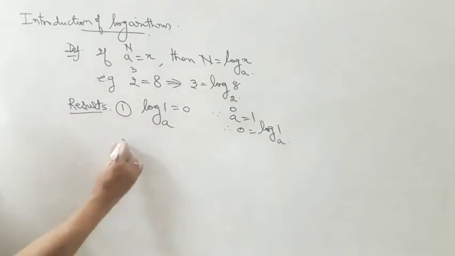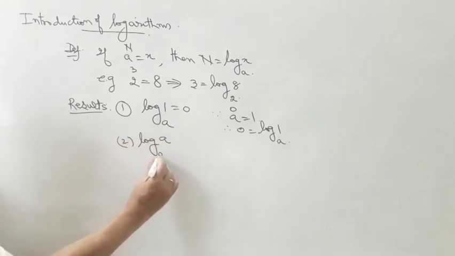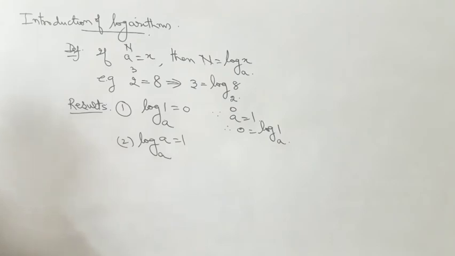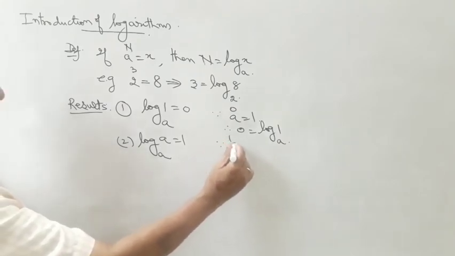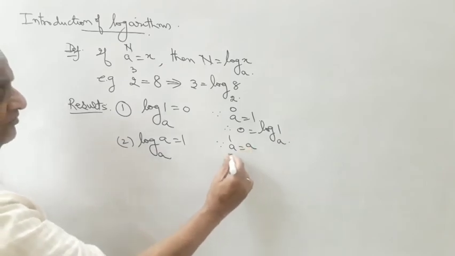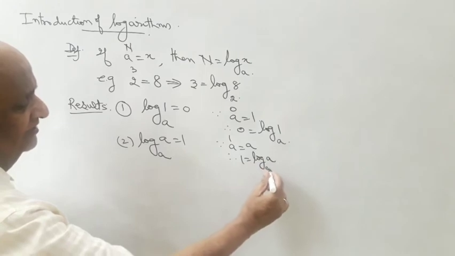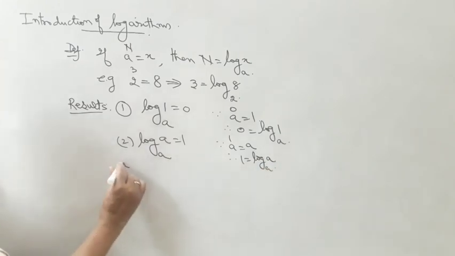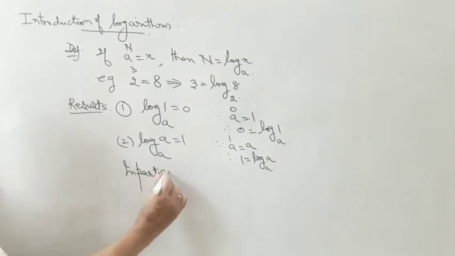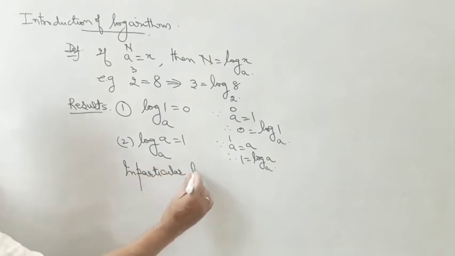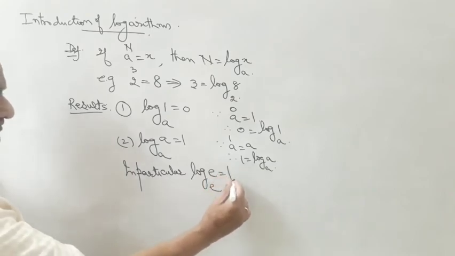Number 2, log a to the base a is equal to 1. You can say the proof even, because a to the power 1 is equal to a. Therefore, 1 is equal to log of a to the base a. In particular, which is very common, log of e to the base e is equal to 1.